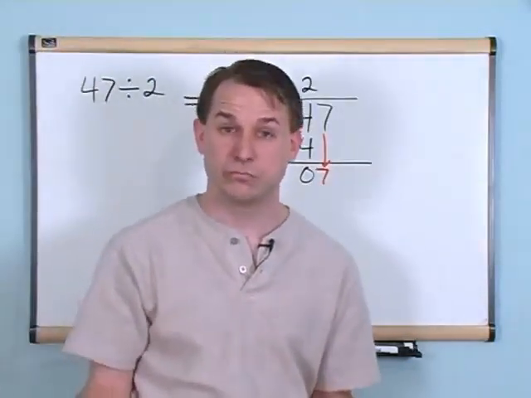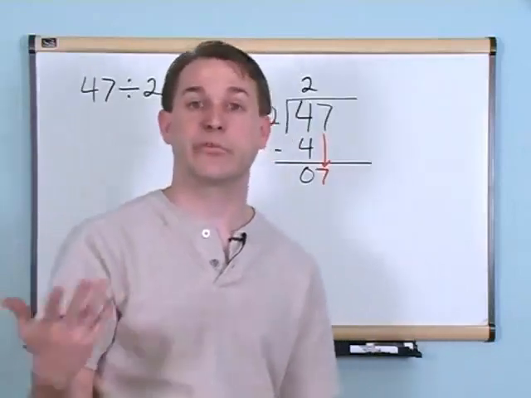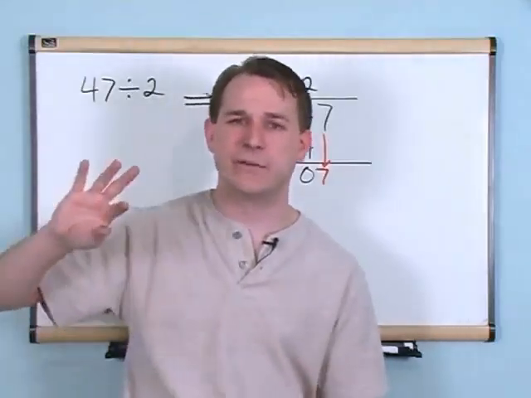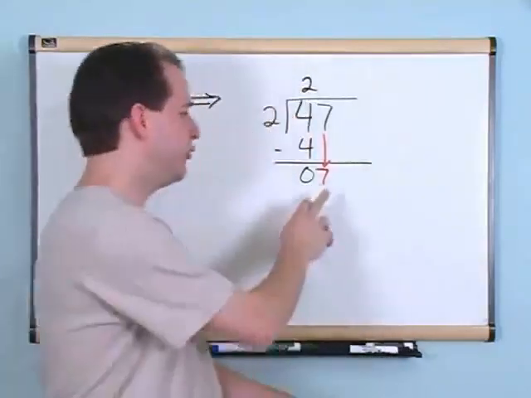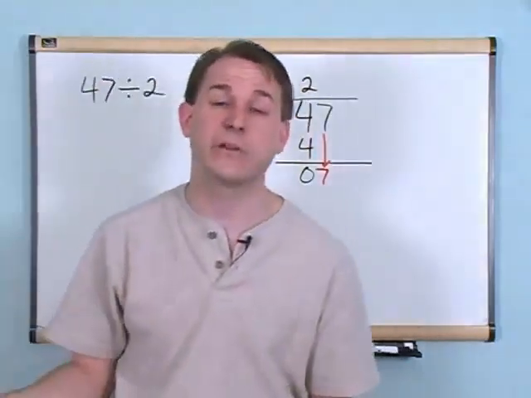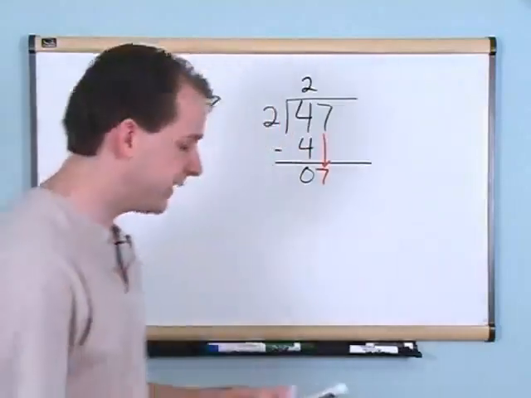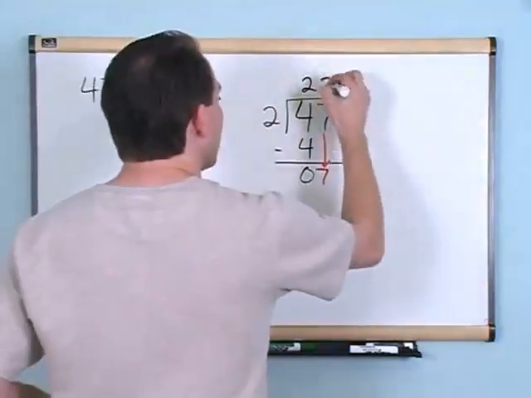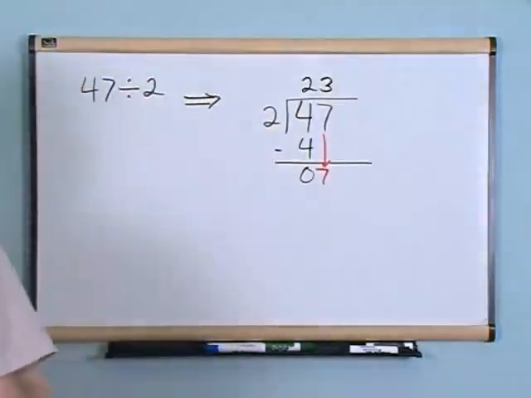2 times 1 is 2. 2 times 2 is 4, 2 times 3 is 6, and 2 times 4 is 8. Well, that's too many. You can't do 2 times 4 because that'd be 8 and that'd be too many. You're looking for something close to 7. So 2 times 3 is going to give you 6. That's as close as you can get. So you're going to put a 3 here over the next column, and you're going to keep going.